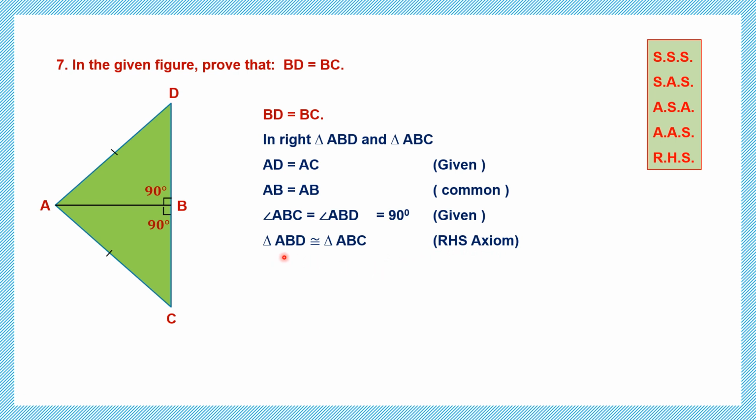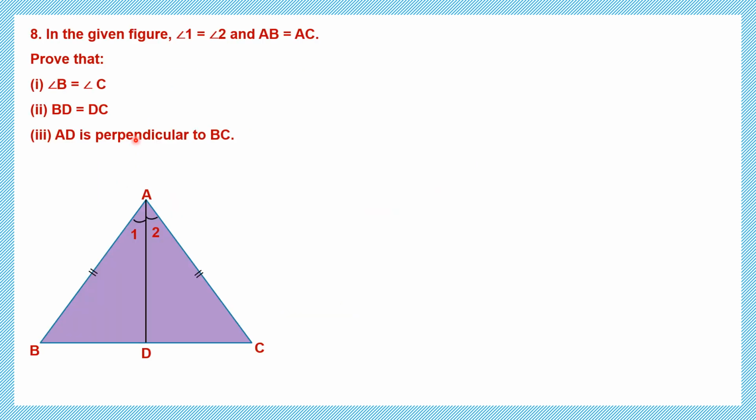So now that these two triangles are congruent, we can easily say that these two sides, that is BD and BC, are equal because corresponding parts of congruent triangles are equal. So BD is equal to BC because of this condition. So this is how we prove it, and this is proved here. So we finished proving that these two sides are equal. First, we have to prove that these two triangles are congruent, and only then can we say that these two sides are equal. Question 8.